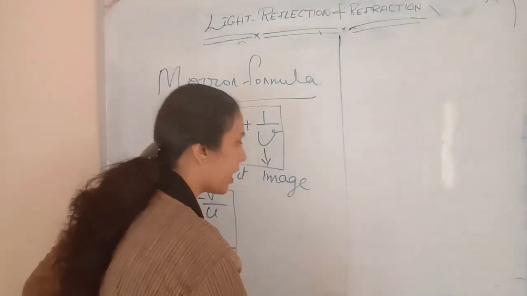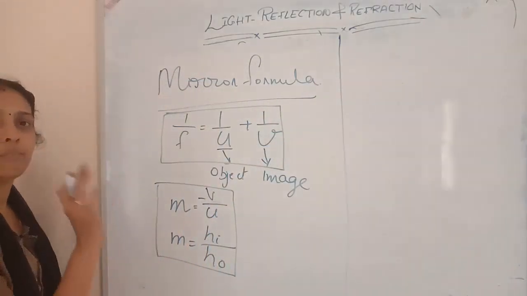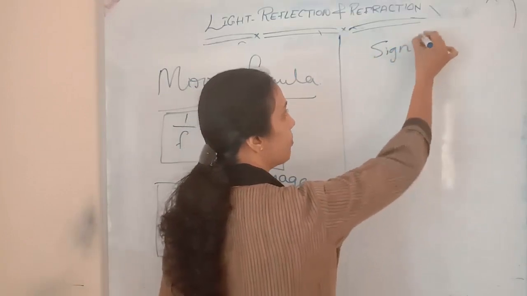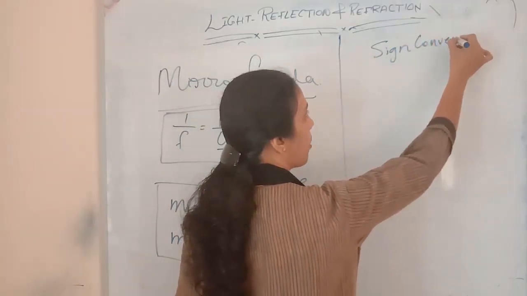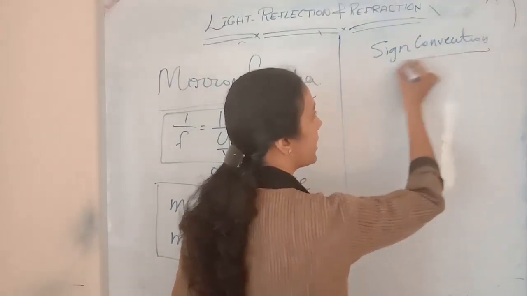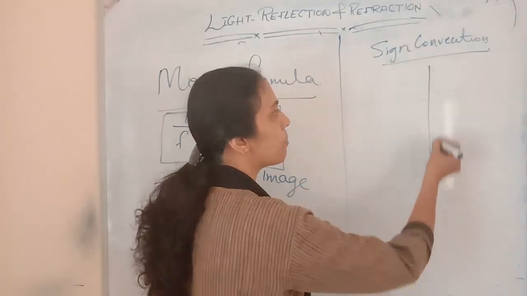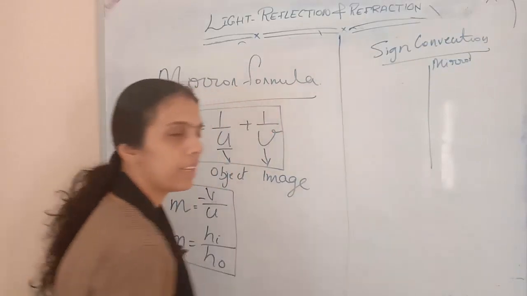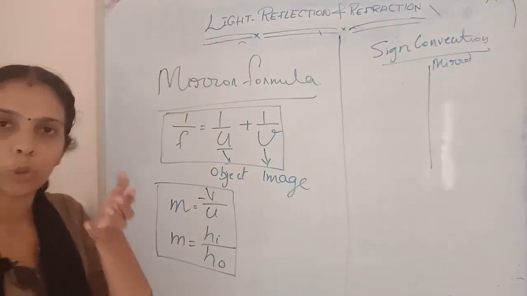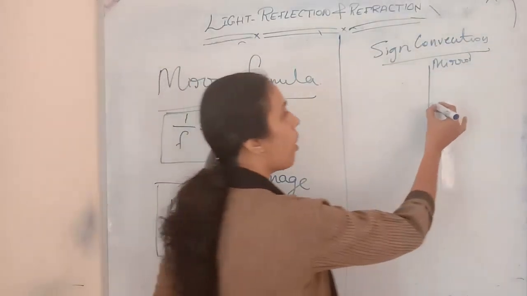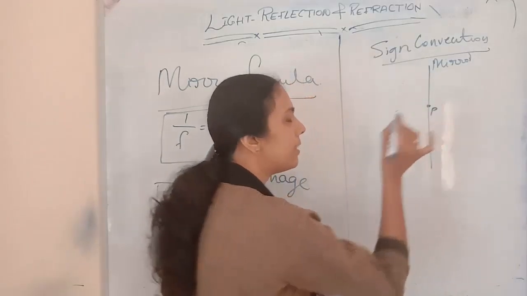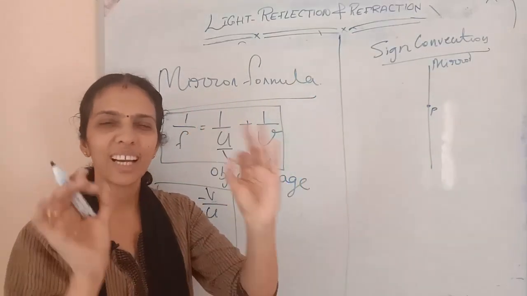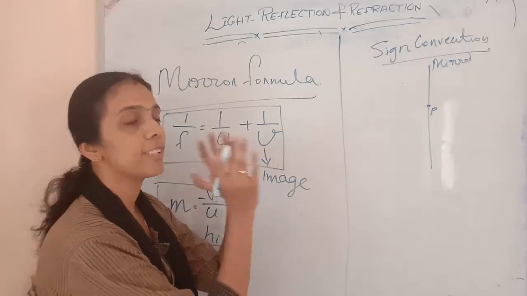And while using these formulas, we need sign convention. That is a very important thing in the case of these formulas. See here, sign convention. If this is the position of the mirror, we mark the pole on the mirror, isn't it? In the graph, the pole is the position of the origin. That is the importance of the pole here.